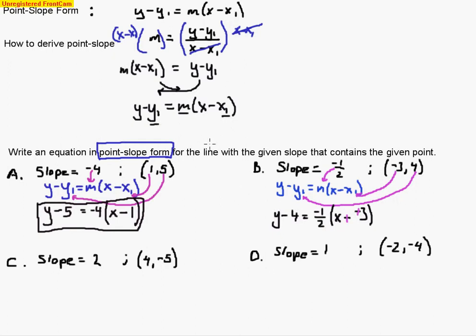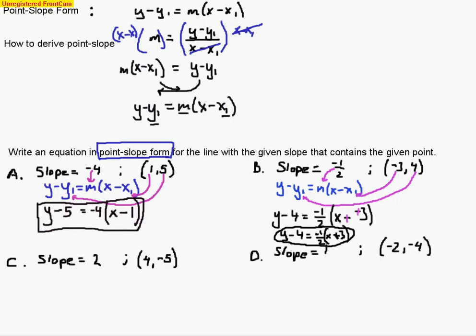After I've done that, my answer in the answer box would be y minus 4 equals negative 1/2 times x plus 3. So I just rewrote it with the value in the added form, because that minus negative makes a plus positive. So here's the next one.